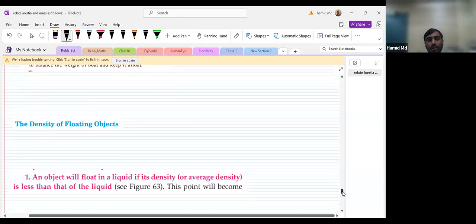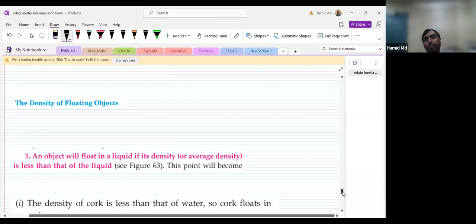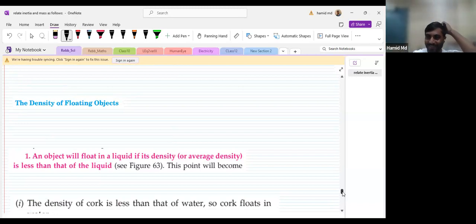Now we have another point to see, the density of floating objects. We already discussed most of the things, but it is in a structured way. When you sit with family members, you narrate all the stories, and when you come, you already know everything. So it is like you are re-listening to all the stories, saying the same sentences again and again. So that's how it's related.